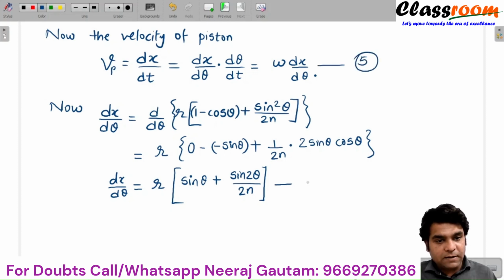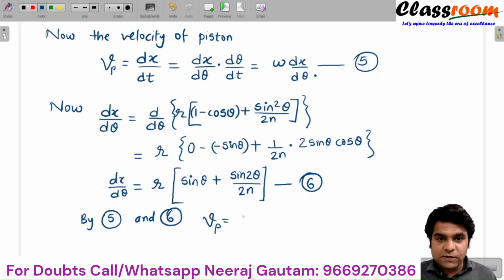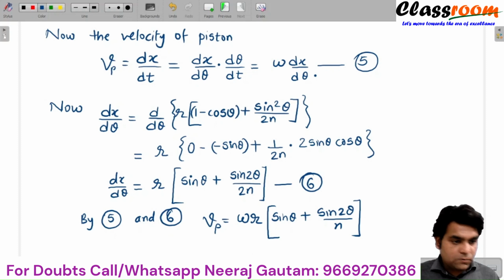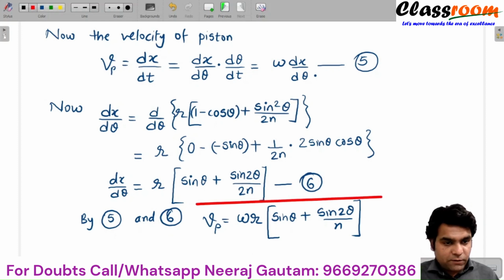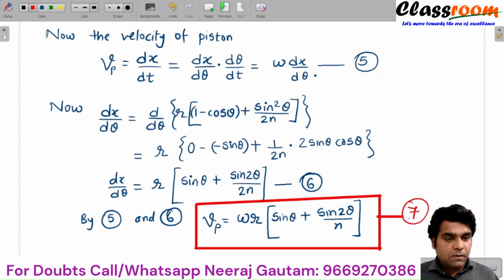This is equation number 5 and this is equation number 6. By 5 and 6, we get the velocity of the piston at any instant of time t as omega r into sine theta plus sine 2 theta by n. This is the equation of velocity of the piston, equation number 7. Now if we further differentiate this velocity equation with respect to time, then we get the acceleration.